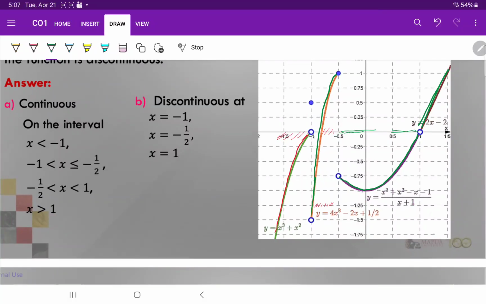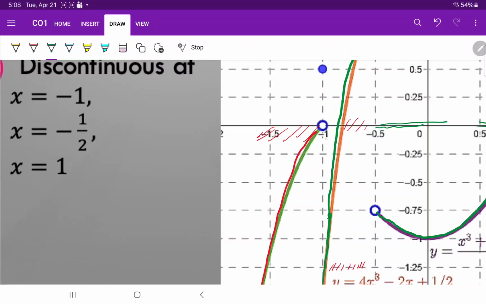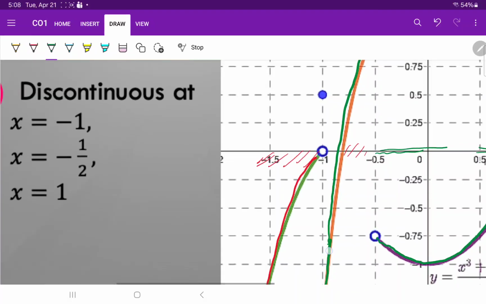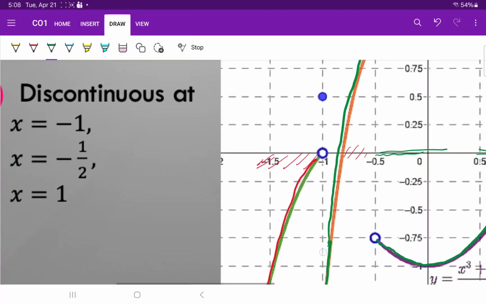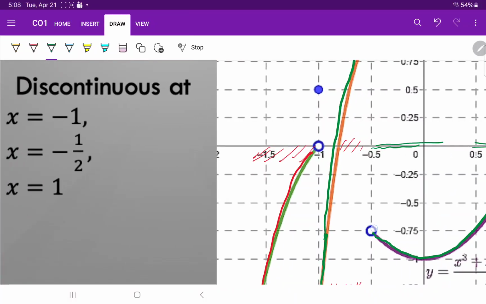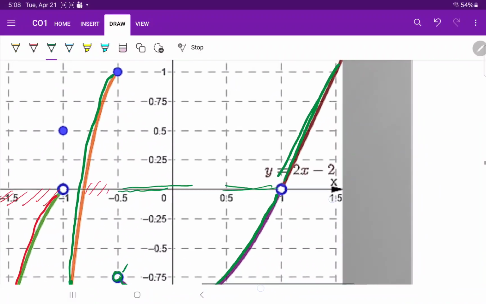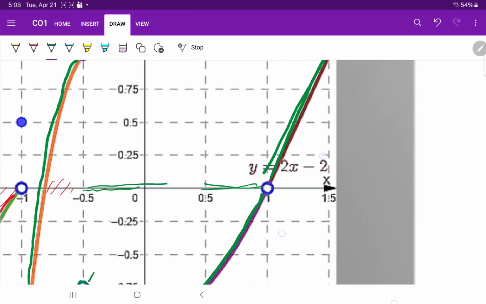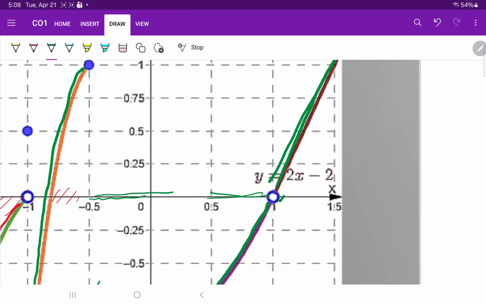Where is x equals -1? That's this point here. When x is -1, you have here an open circle. So it means that it is discontinuous because it's an open circle. There is no value for y. Okay? Then on x equals -1/2, at this point again, this is the value when x is -1/2. You again have here an open circle, which means that the graph is discontinuous at this point. Now, the next one is this one here. So look, this is also discontinuous. The graph is discontinuous at x equals 1 because this again is an open circle.